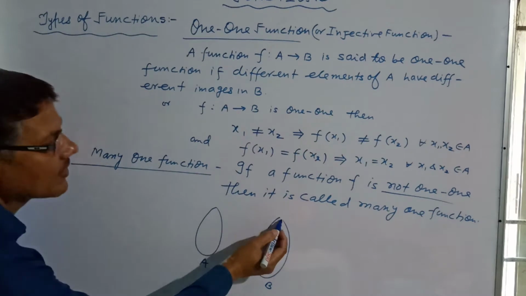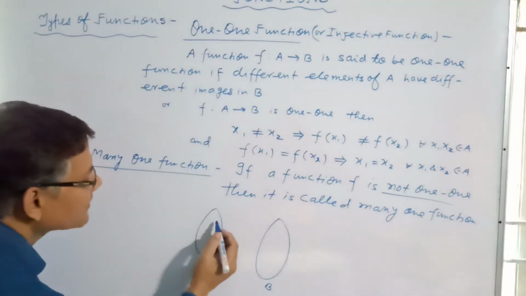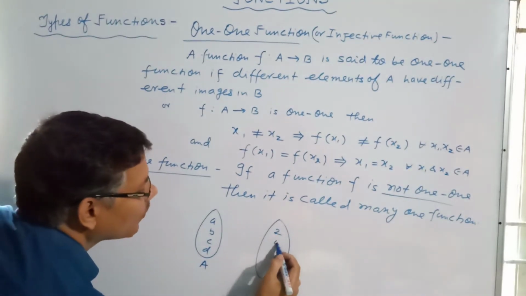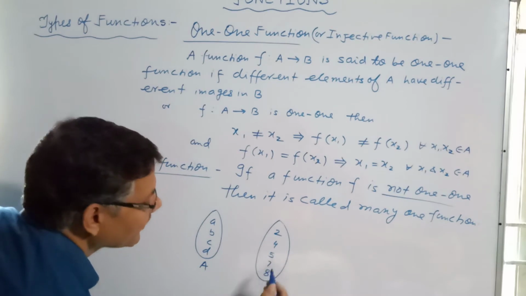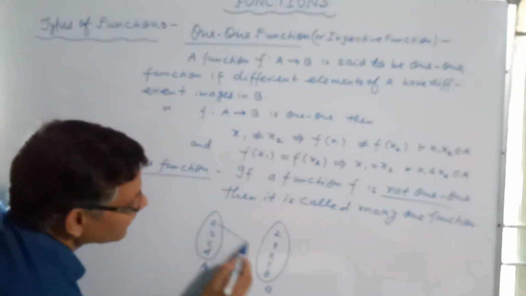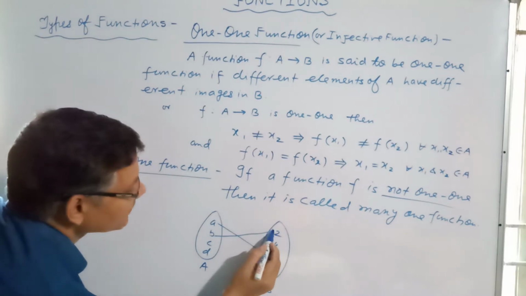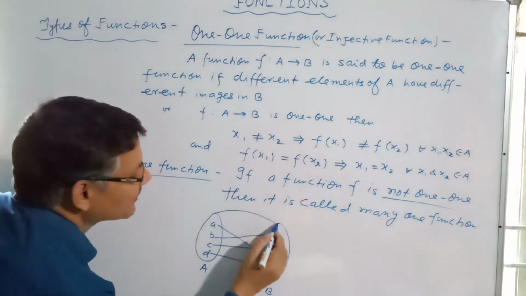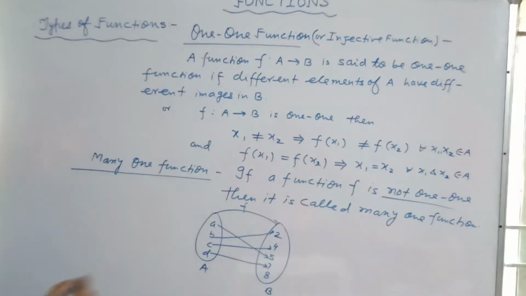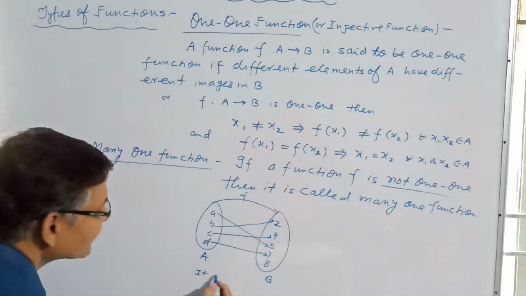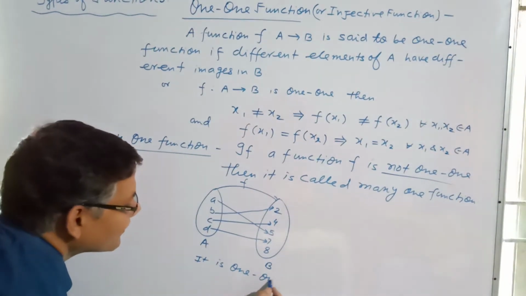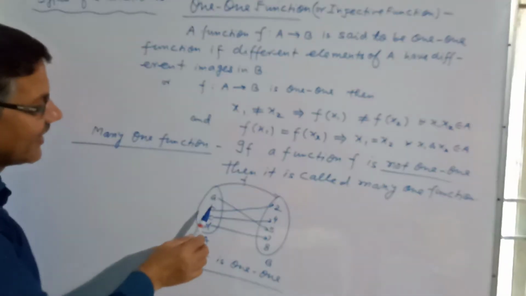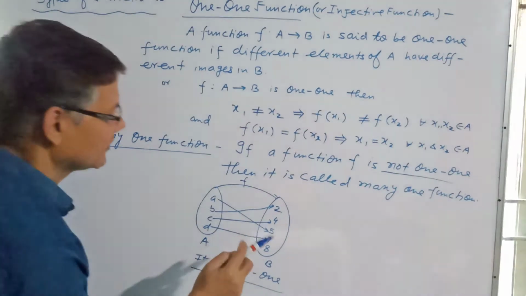let there be a correspondence or a function f. Its elements are a, b, c, d. Take it 2, 4, 5, 7, 8. If the image of a is 5, b is 2, c is 4 and d is 7, this is actually a function f. Then we say it is one-one. Why? Since here different elements of A have different images in B. That's why it is called one-one.